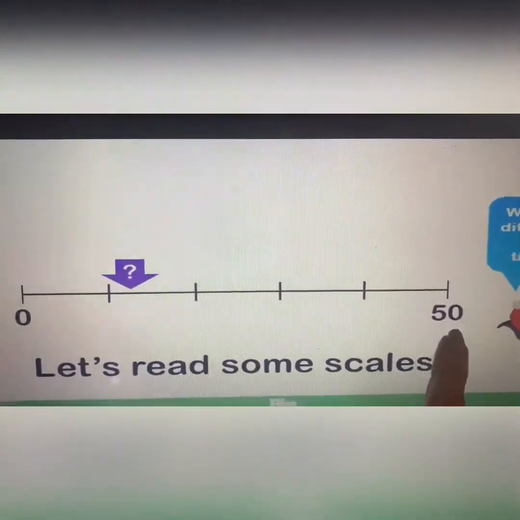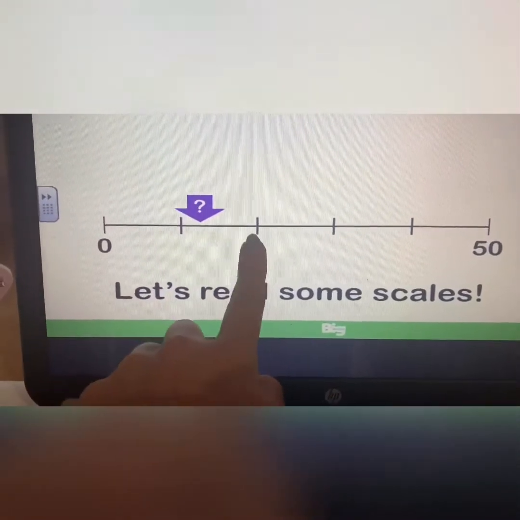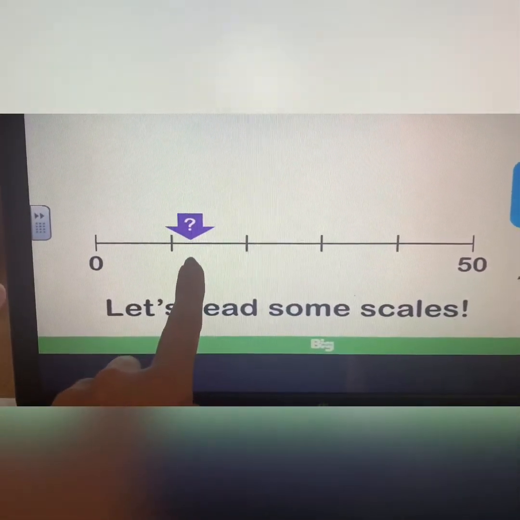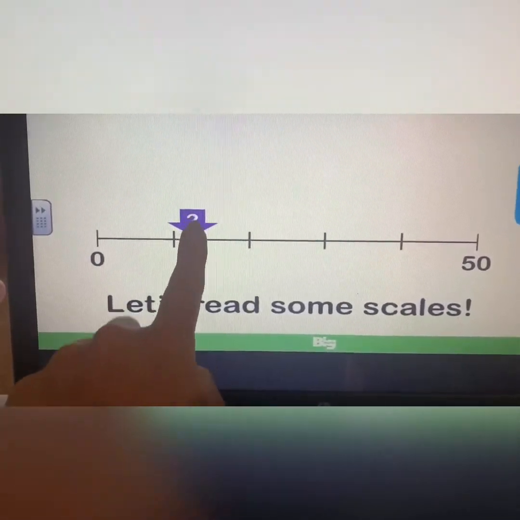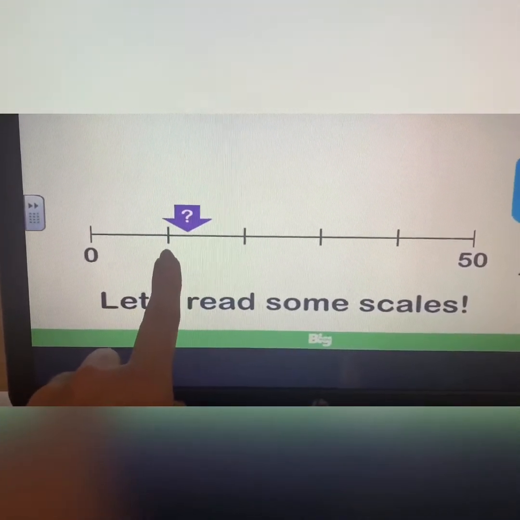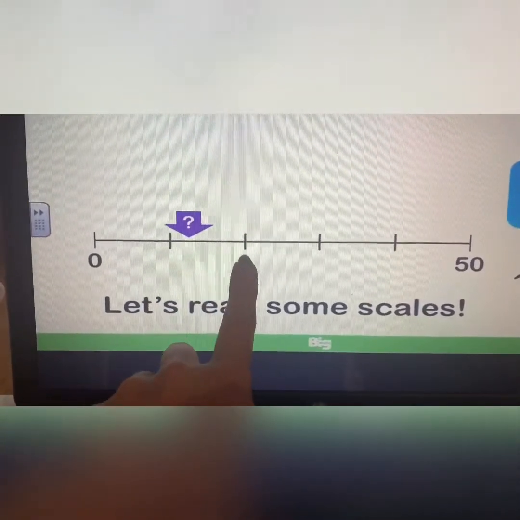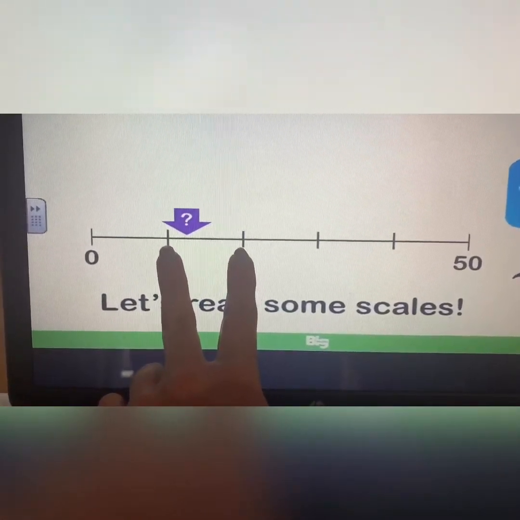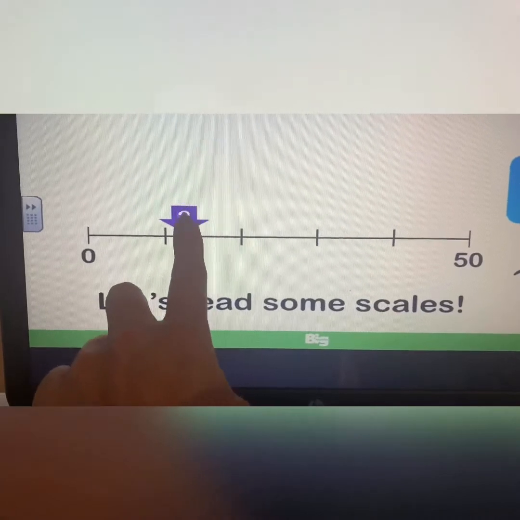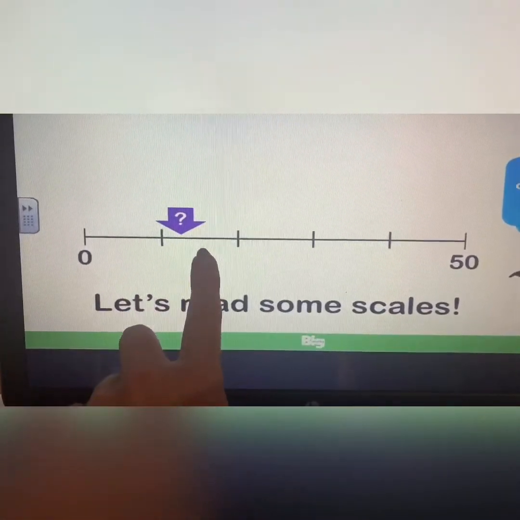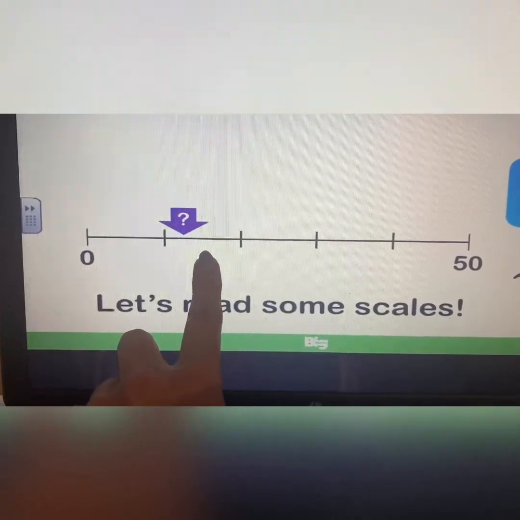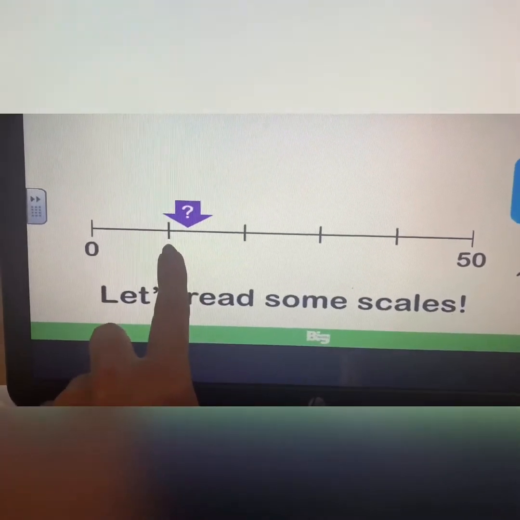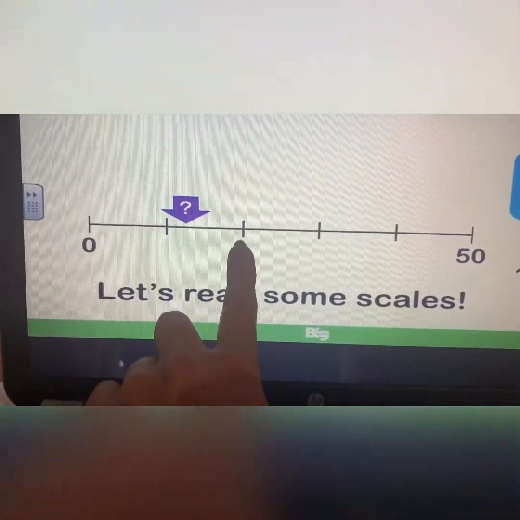Now that I know what each of these intervals represent, I need to look at the question mark, where this arrow is pointing. And you're going to have to use a little bit of estimating here. So if I know that this interval here is 10 and this one is 20, I know that the gap between both of them is the value of 10. Now the arrow, if it had been right in the middle of the line, it would be half of 10. So that would mean 5. So this number here would be 15 because that is halfway between 10 and 20.